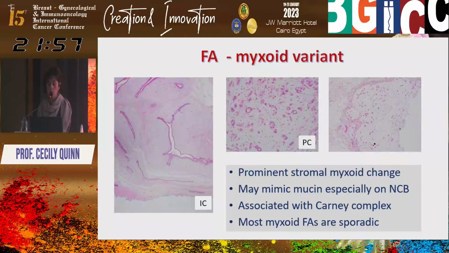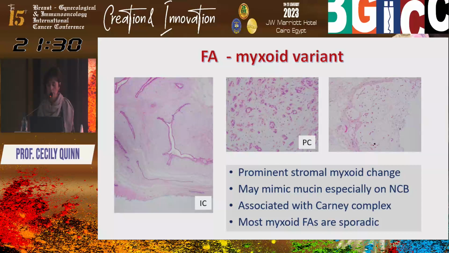You can see those 2 pictures side by side. It would be rare to confuse them, but just bear in mind, if you see a very myxoid lesion, you're thinking of calling it mucinous carcinoma, just ask yourself, could it be a myxoid fibroadenoma? And again, of course, both lesions will be very circumscribed and often mucinous carcinomas look pretty bland radiologically, so the radiological findings may not be that helpful.